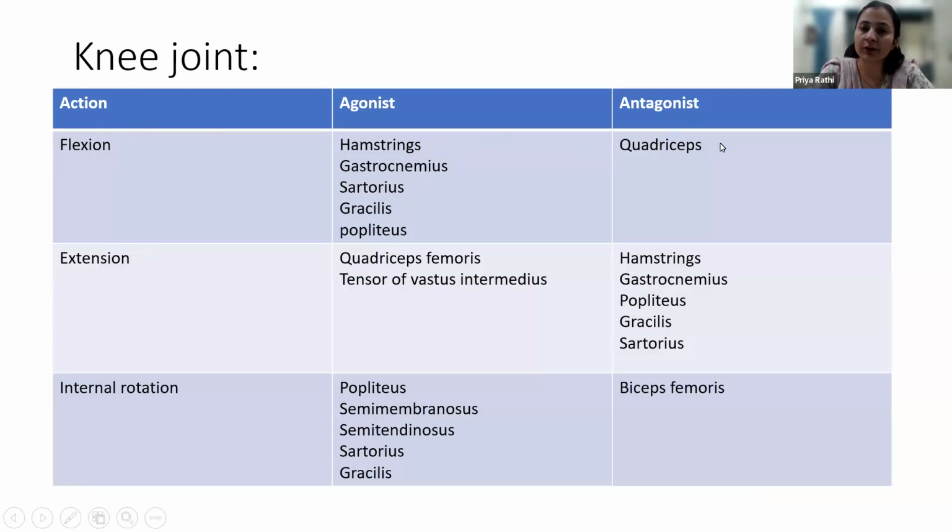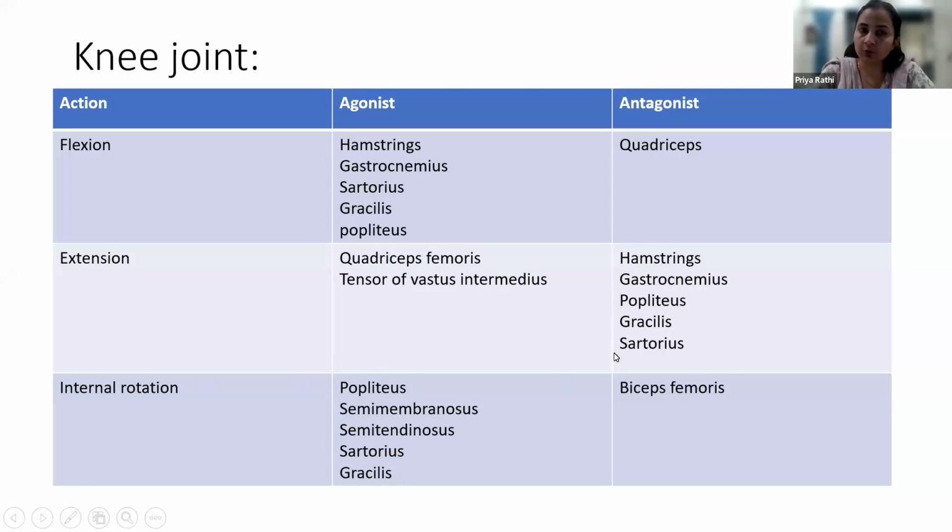Quadriceps acts as an antagonist. Extension is being carried out by quadriceps femoris and tensor of vastus intermedius. I will be talking about this muscle in my next slides. The antagonists would be hamstrings, gastrocnemius, popliteus, gracilis, sartorius. Internal rotation is by popliteus, semimembranosus, semitendinosus, sartorius, and gracilis, and it is antagonized by biceps femoris.